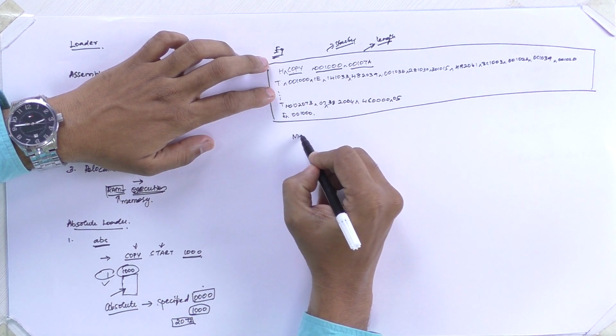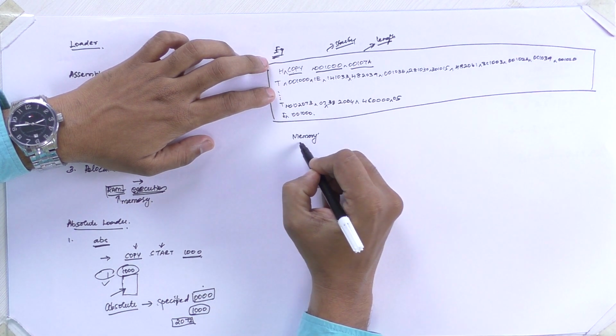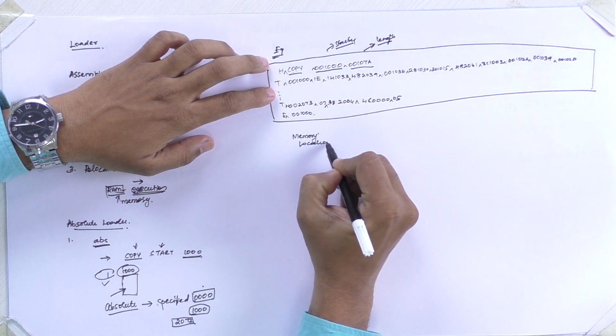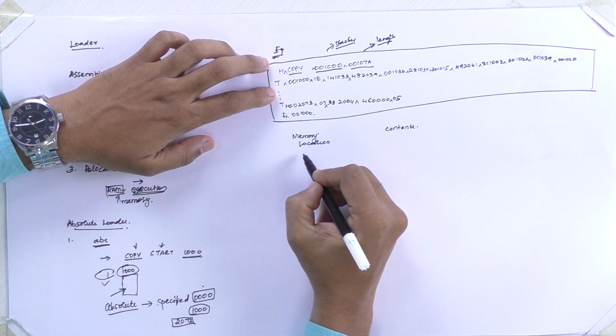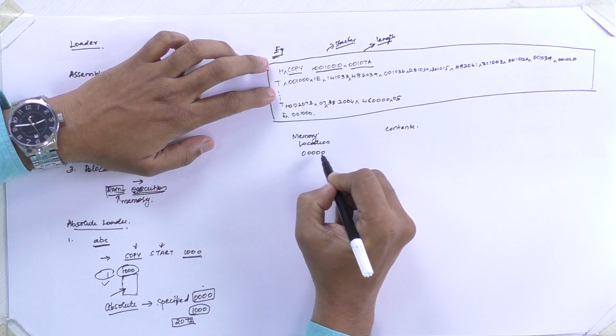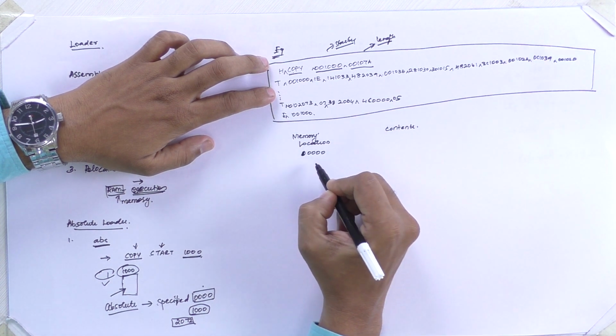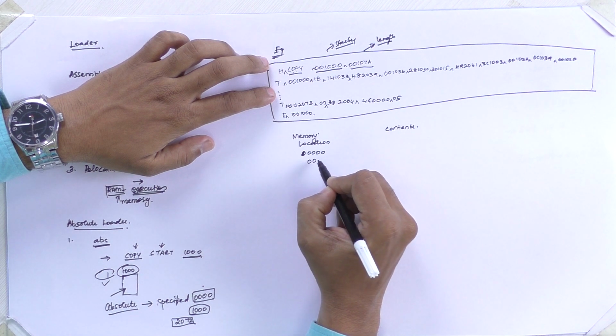Now listen, I will write the memory locations and we will see how the contents are placed in the memory. For example, the first memory location is 0000, the second location is 00010.